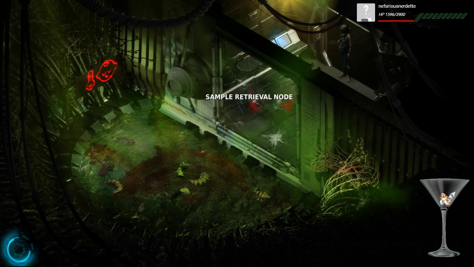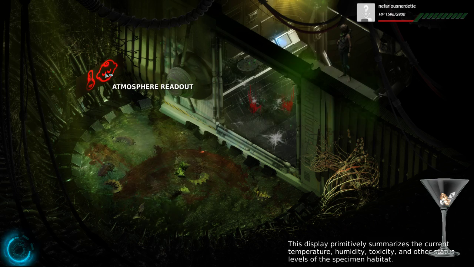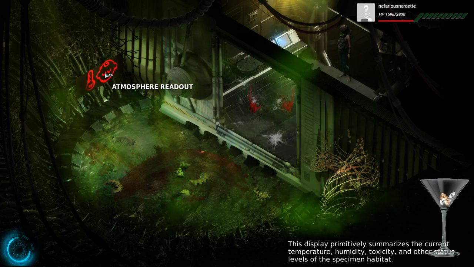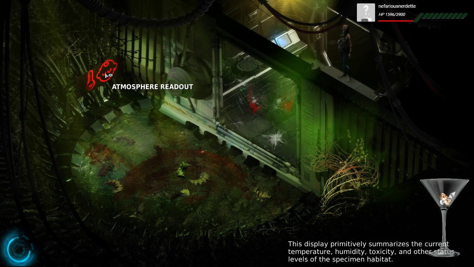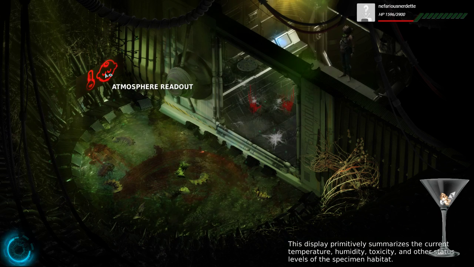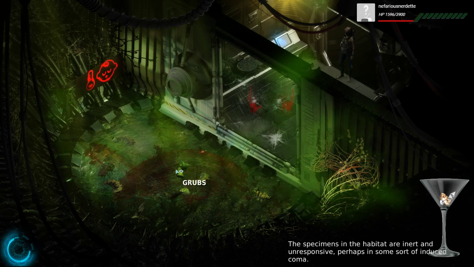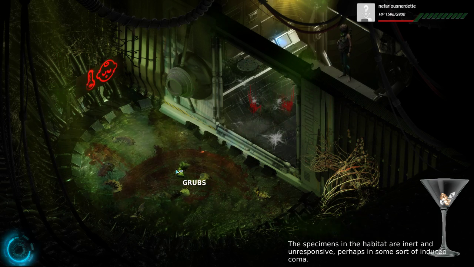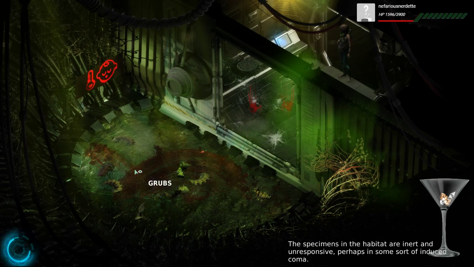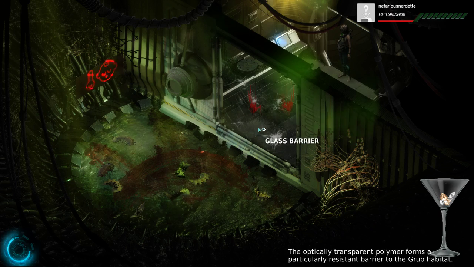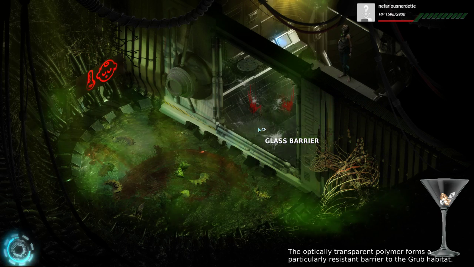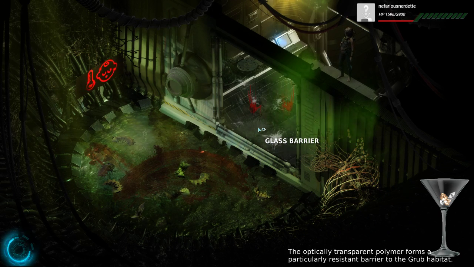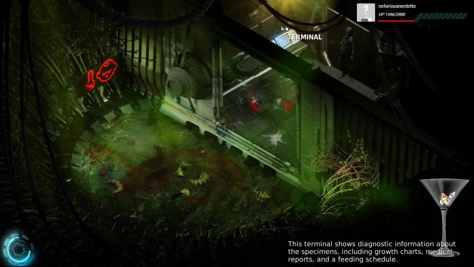This place looks lovely. Atmosphere readout. The display primitively summarizes the current temperature, humidity, toxicity, and other status levels of the specimen habitat. Oh, it's the grubs. The specimens in the habitat are inert and unresponsive, perhaps in some sort of induced coma. Probably because the temperature's too low. Glass barrier. That's seen better days. The optically transparent polymer forms a particularly resistant barrier to the grub habitat.